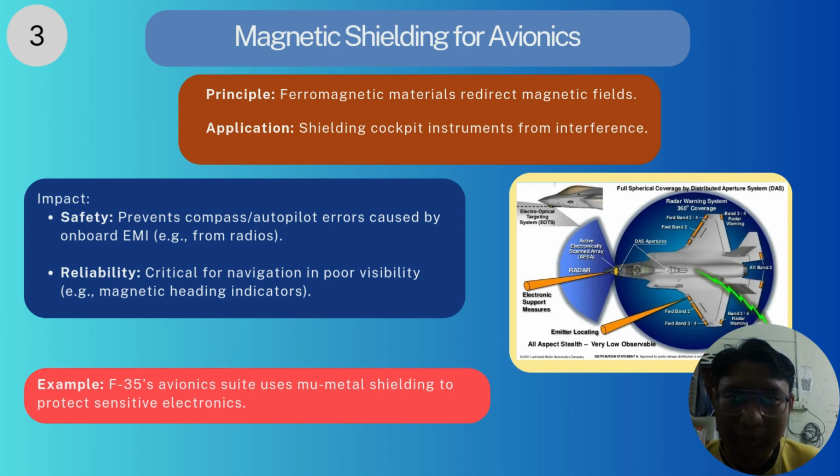Last but not least is magnetic shield for avionics. Principle: ferromagnetic material redirects magnetic field. For application, shielding cockpit instruments from interference. Impact for safety is to prevent compass or autopilot errors caused by onboard EMI. For reliability, critical for navigation in poor visibility. For example, 5335 avionics suites use metal shield to protect sensitive electronics.